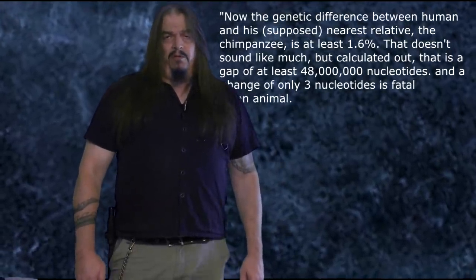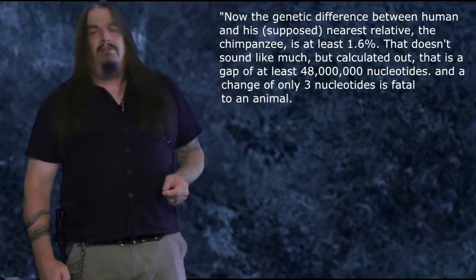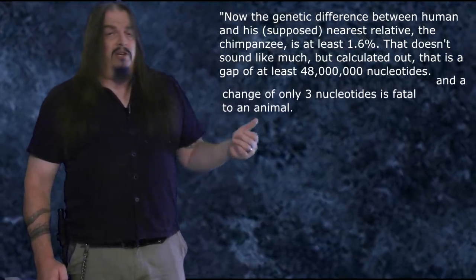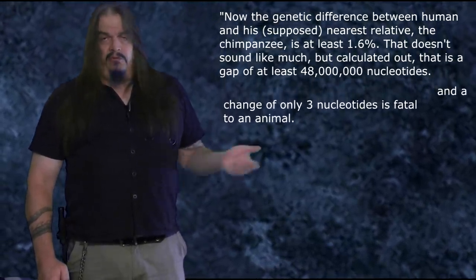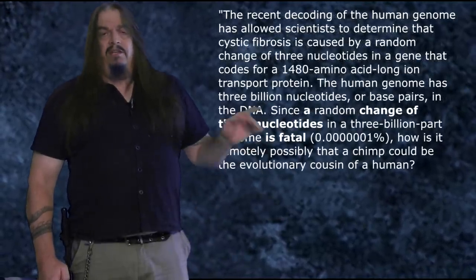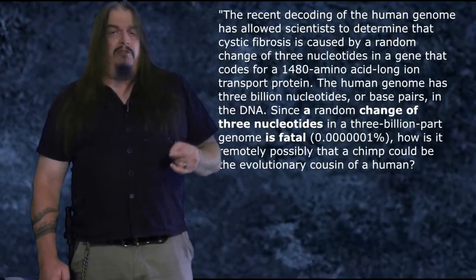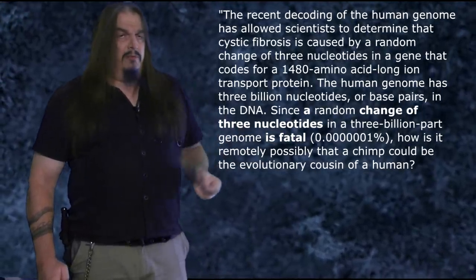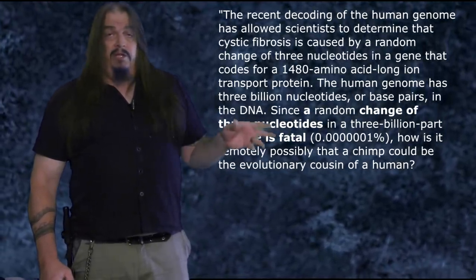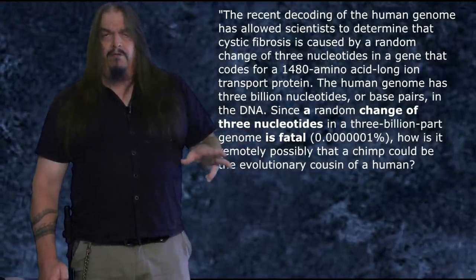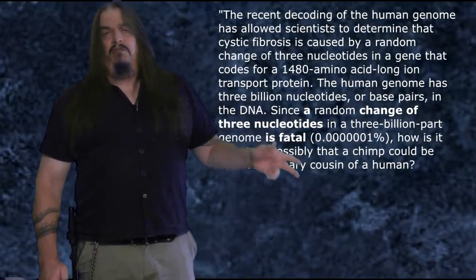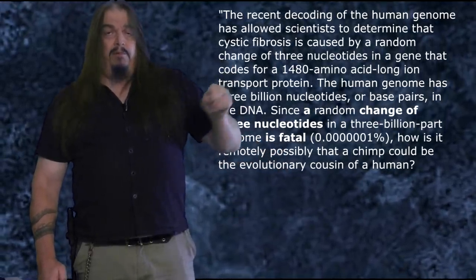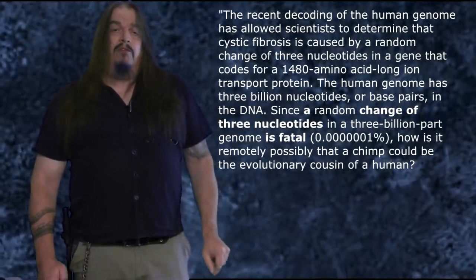This is a perfect example of how dishonest creationist quote mining is. First of all, this is 2 different quotes, both out of context, being stuck together deceptively, when he was actually talking about something else. That decoding of the human genome has allowed scientists to determine that cystic fibrosis is caused by a random change in 3 nucleotides. Someone then snipped a portion of that quote and paraphrased it to make it look like he meant any change of 3 or more nucleotides would be fatal, when really he was only talking about that particular change in those specific ones.